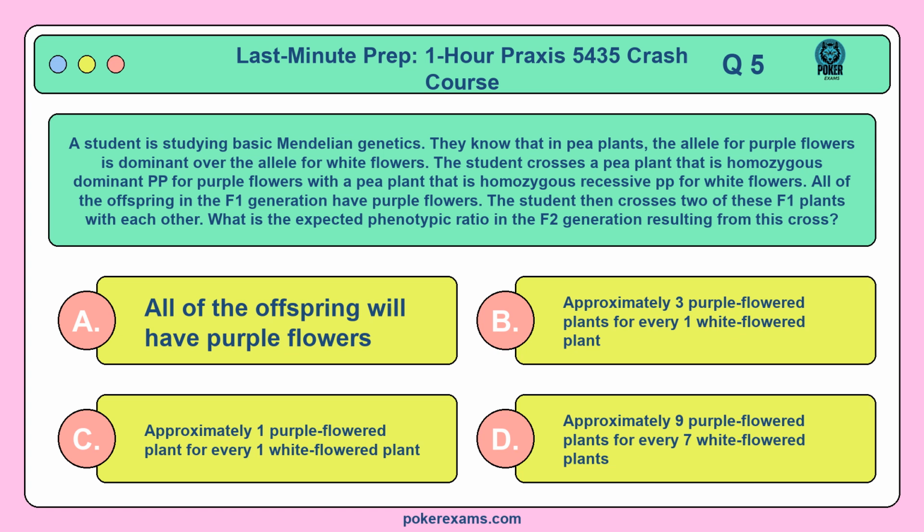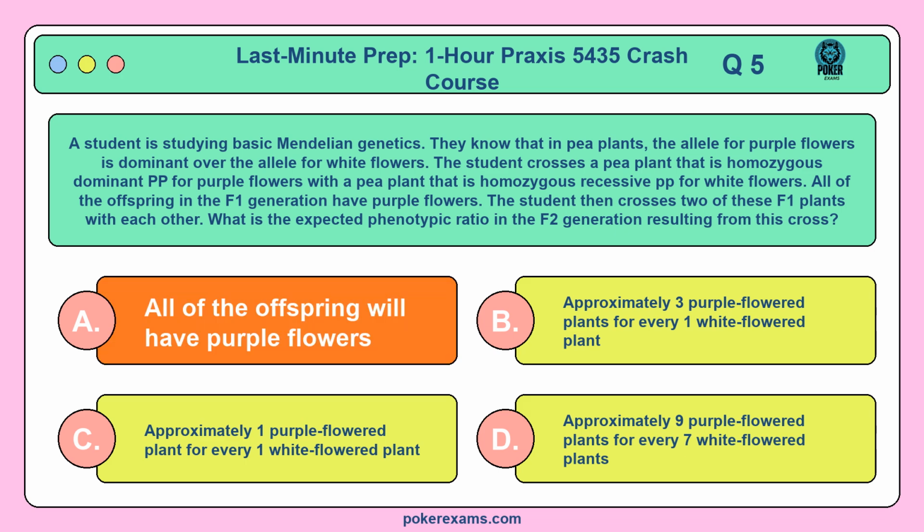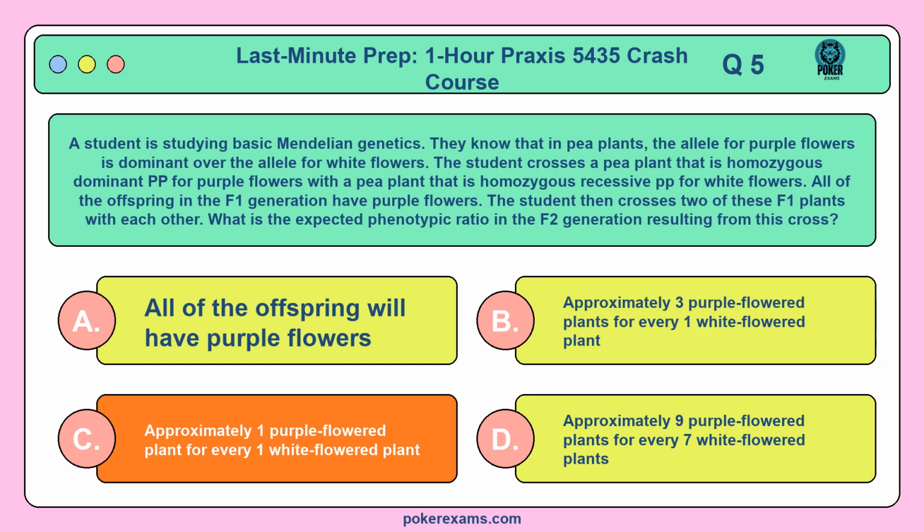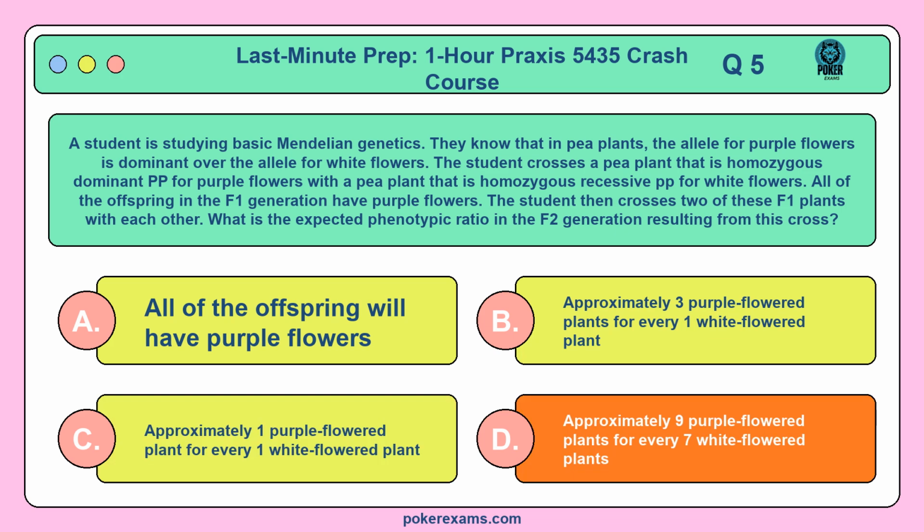What is the expected phenotypic ratio in the F2 generation resulting from this cross? Is it? Option A. All of the offspring will have purple flowers. B. Approximately 3 purple flowered plants for every 1 white flowered plant. C. Approximately 1 purple flowered plant for every 1 white flowered plant. Or D. Approximately 9 purple flowered plants for every 7 white flowered plants.